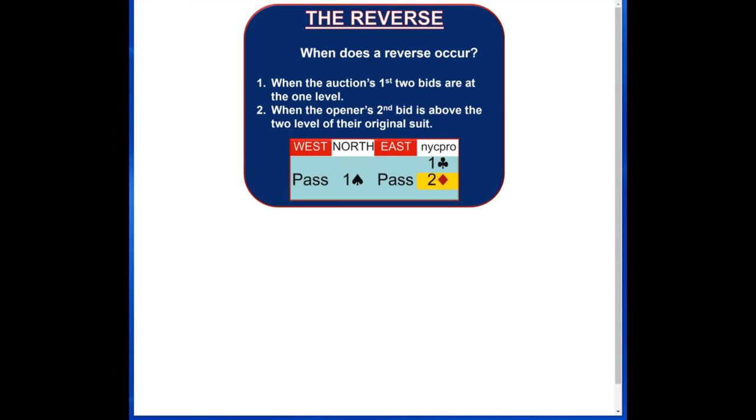And it's so oddly named for a bridge bid. It's very weird. I'm not quite sure who came up with this name or why they did, but in this case, it's not as descriptive as, say, new minor forcing or fourth suit forcing. Those are easier to remember because it's a clear direction as to the way the auction has gone at that point. A reverse is any situation where the auction's first two bids are at the one level, and the opener's second bid is above the two level of their original suit.